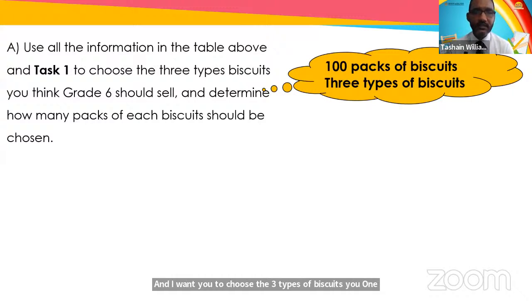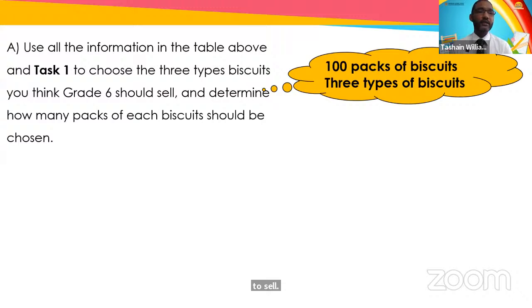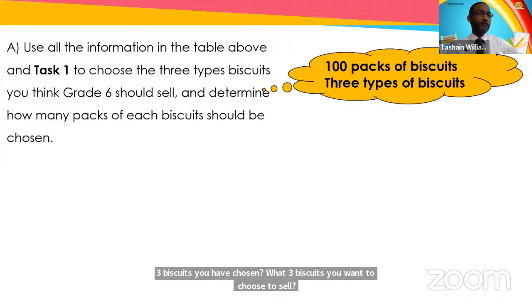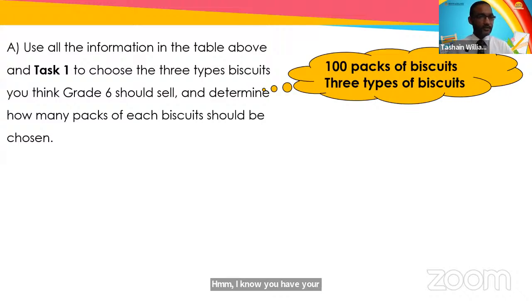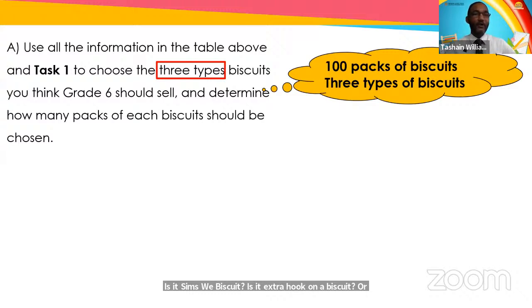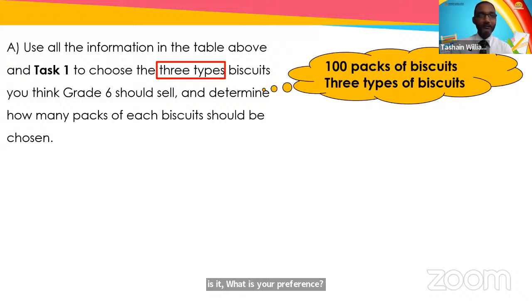What three biscuits have you chosen? What three biscuits do you want to choose to sell? I know you have your preferences, boys and girls. So type your answers in the chat. What three biscuits would you want to sell? Is it Polly's biscuit? Is it Sim's wheat biscuit? Is it extra coconut biscuit? Or is it creamy biscuit? What is your preference? What are the biscuits you want to sell?